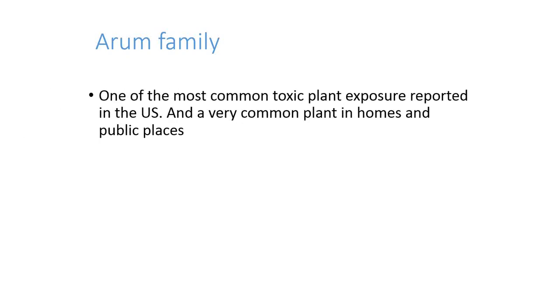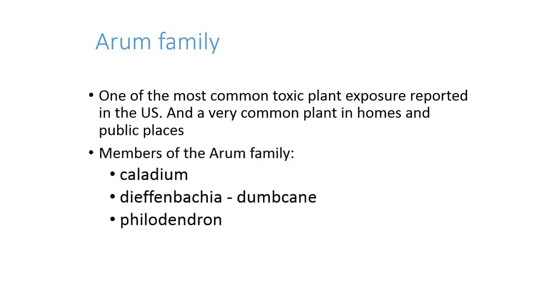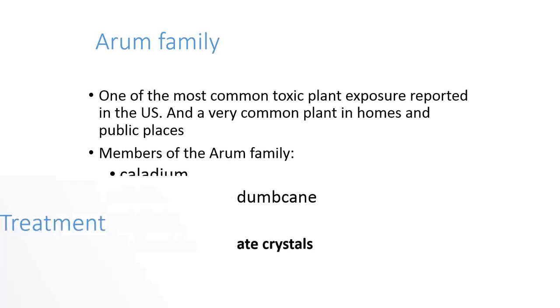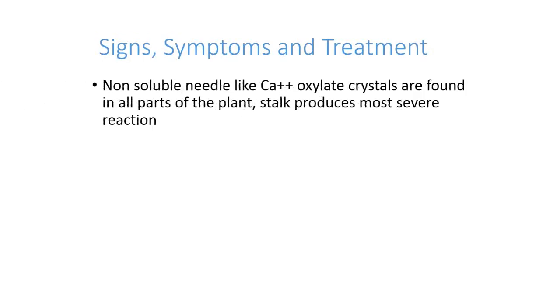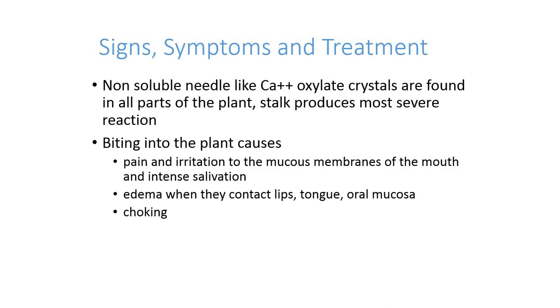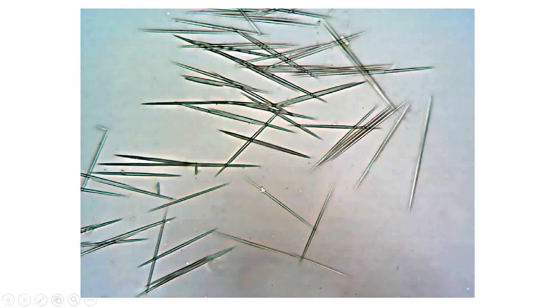The arum family contains calcium oxalate crystals, and I mention them because they're very common ornamental plants. You'll see them in people's homes, and dogs and cats will chew on these. Again, Caladium, Dieffenbachia, Philodendron, things like that. They do contain calcium oxalate. Dogs that bite into these get severe, intense salivation and pain in the mouth. There's no specific treatment other than treating symptomatically, but it can cause choking in the animals. This is what the calcium oxalate crystals look like.